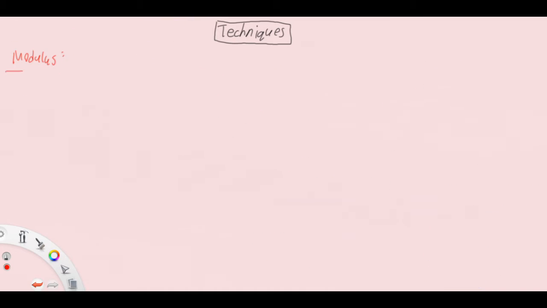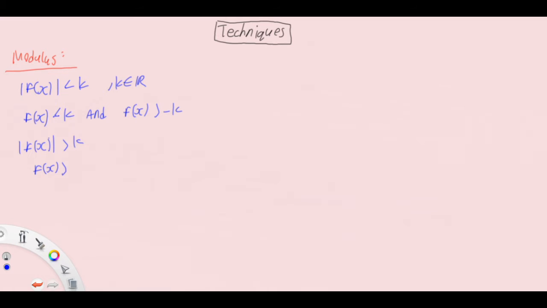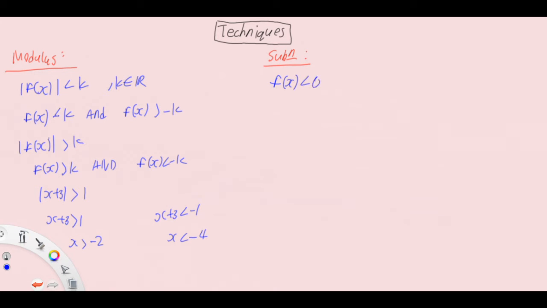We then move on to modulus in our inequality. Basically, the idea is that if you have mod f of x less than k, where k is a real number, we then have f of x less than k and f of x greater than negative k. You can actually think about this very logically. If mod f of x is more than k, then f of x is greater than k, or f of x is less than negative k. So it really depends on the inequality sign. This is an example: mod x plus 3 greater than 1, you'd have x greater than minus 2 or x less than minus 4.